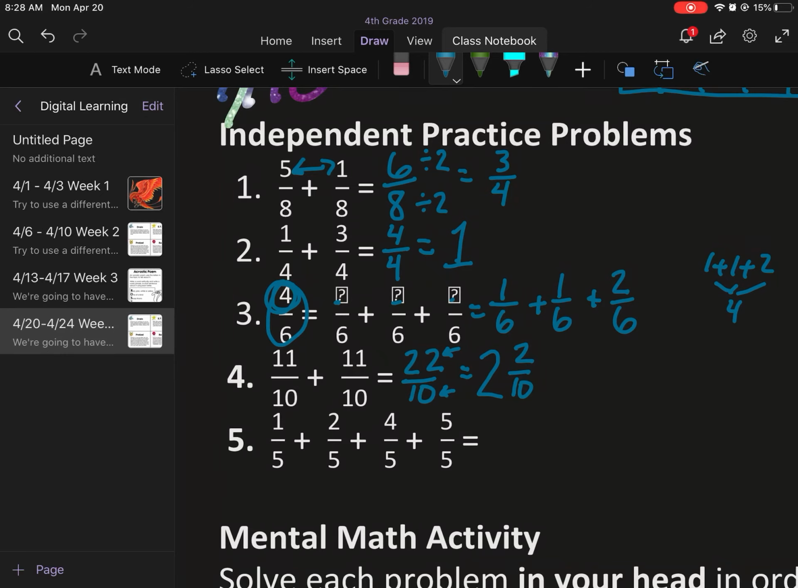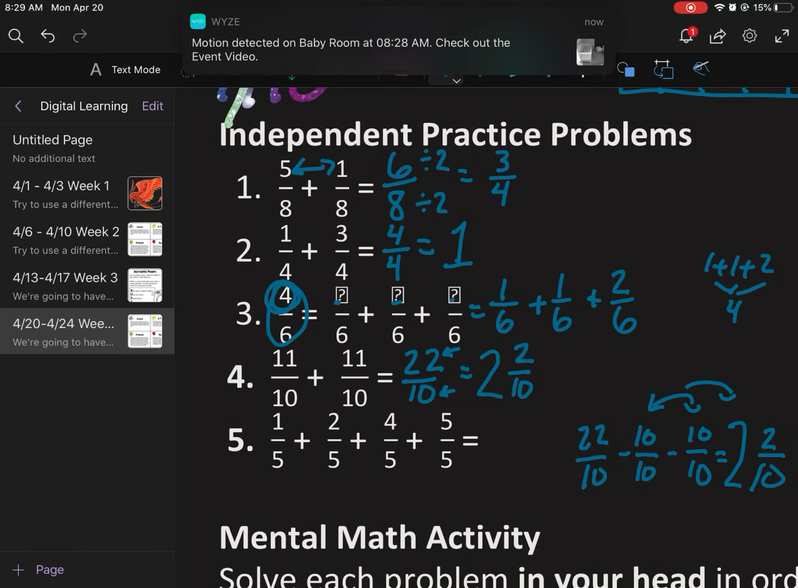Another way to get that is I have 22 over 10s, take away 10/10, take away 10/10. So here I'm left with 2/10, and these 2 things are 2 wholes. So that would be 2 wholes left, and I'm taking away those 2 wholes right here. But now I need to simplify this 2/10.